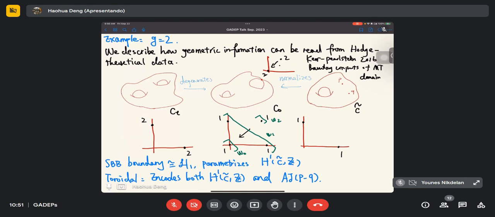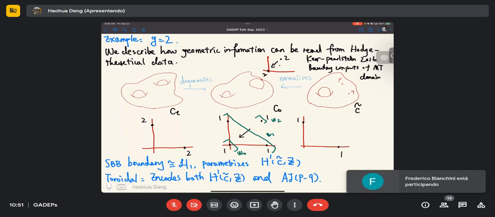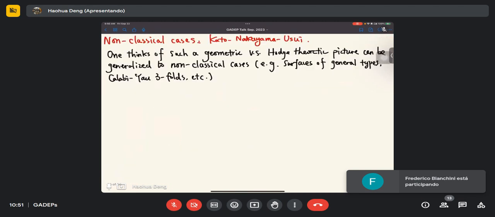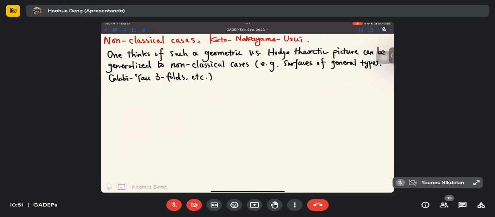Okay. Any other questions? All right. Then let's move to non-classical cases. In the non-classical cases, of course, one wants to think about whether we can apply this, because these classical stories are very good at constructing a Hodge theoretic compactification of the moduli space, but also at describing the degeneration behavior of geometric objects.